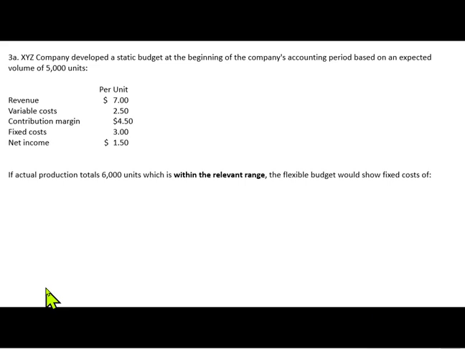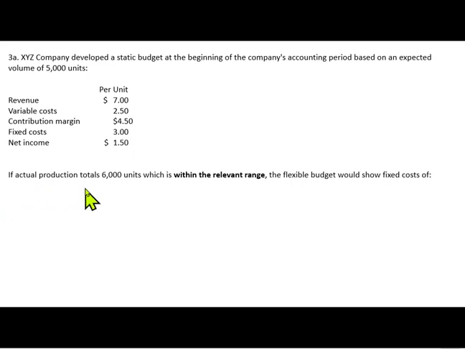Next question. XYZ company developed a static budget at the beginning of the company's accounting period based on an expected volume of 5,000 units. Here is our per unit volume information. The revenue would be based on a selling price of $7. Variable cost, $2.50 per unit. Contribution margin is the difference between 7 and 2.50, which is $4.50. Fixed cost are $3 per unit, and then net income is $1.50 per unit.